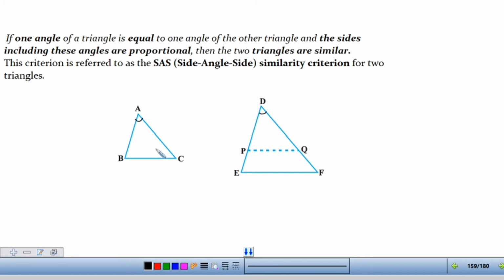Here we have figures of two triangles, triangle ABC and triangle DEF. So if angle A is equal to angle D, and the sides including this angle, that means sides AB and AC, angle A is included by sides AB and AC, and angle D is included by sides DE and DF. And if these sides are in the same ratio, these sides are proportional, then the triangles must be similar.